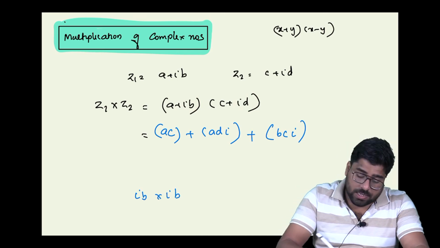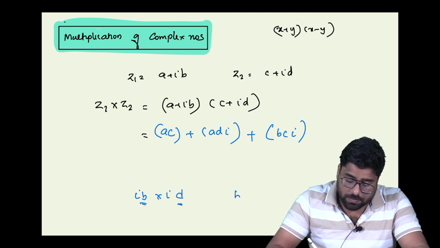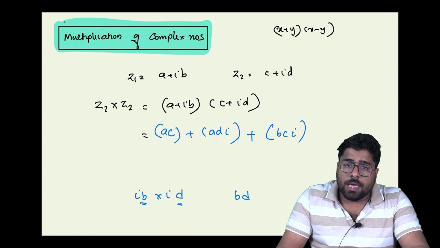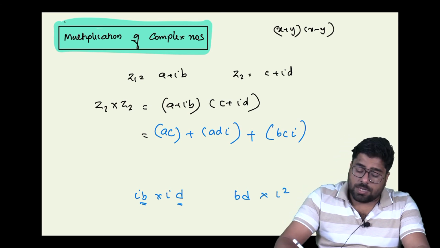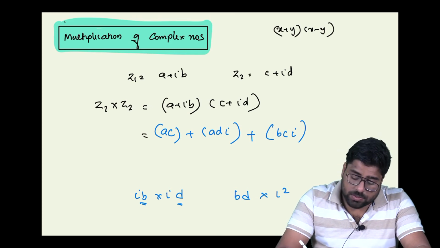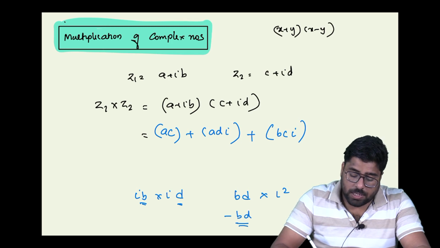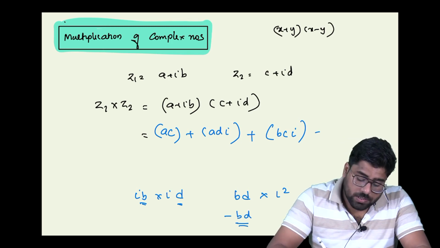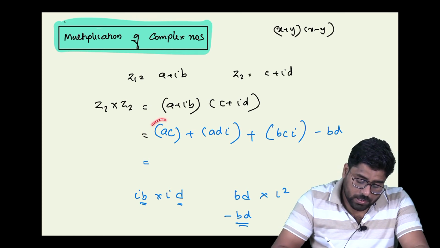So b and d are real numbers, so they can be combined and written as bd, the multiplication of two numbers. But i into i becomes i square, and you know that i is equal to square root of minus 1. So i square is going to be equal to minus 1. So it is going to be minus bd.